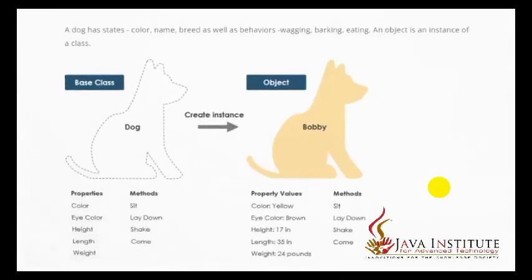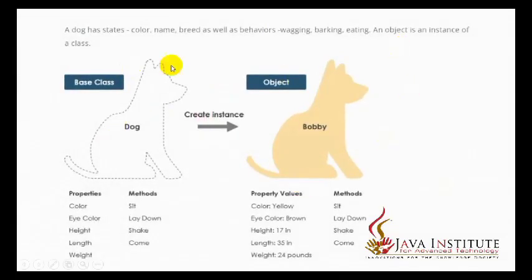Now there is an image also. When we consider this example, a dog has state. It means the color, name, breed, as well as behaviors. Behaviors mean methods. It means barking, eating, running, sleeping, and those things.